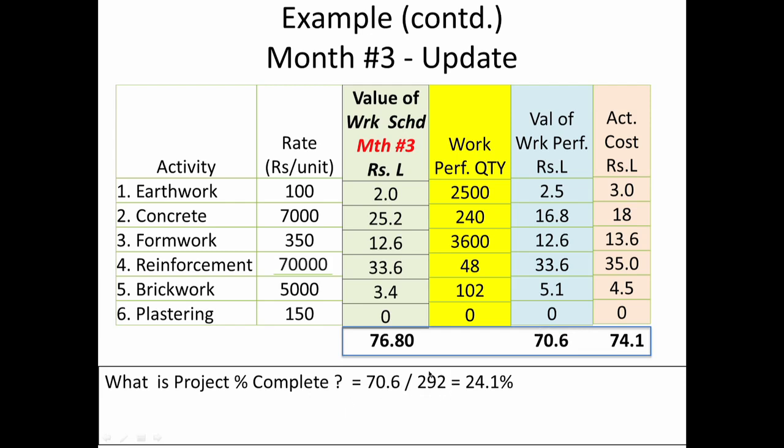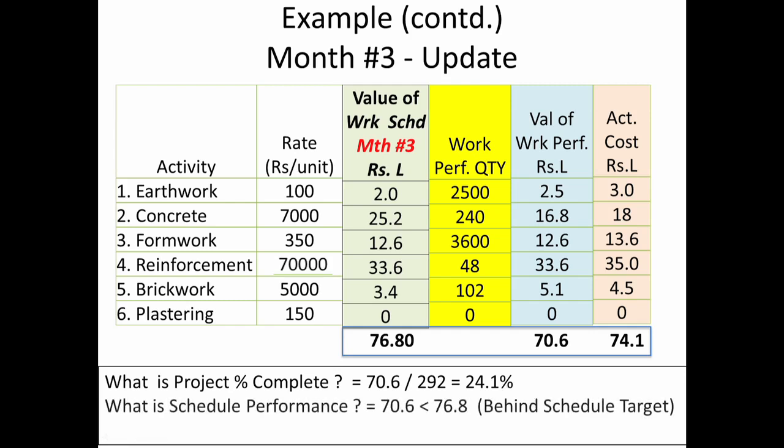and remember 292 was the total budgeted value of the project, the total budgeted that when we go to month 10. So the current project percentage complete is the ratio of this, which is 24.1, and I could also find what is the schedule performance.